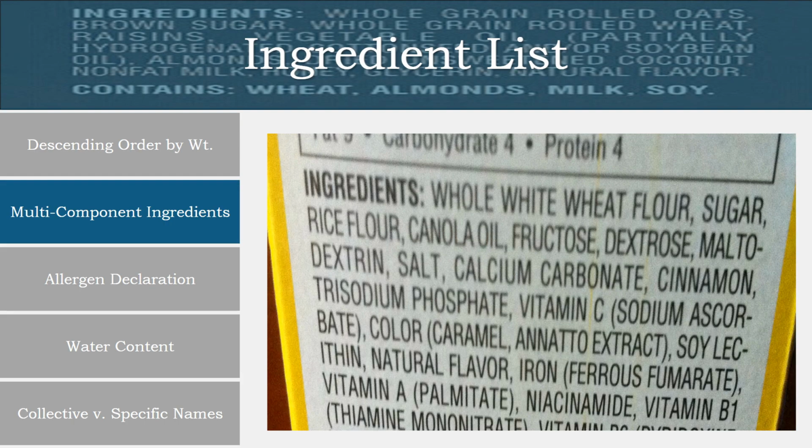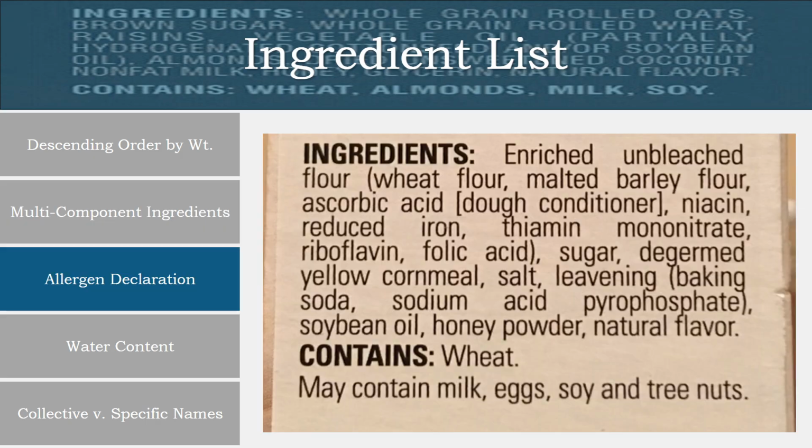Multi-component ingredients. If an ingredient is itself made of multiple components, those components must be listed in parentheses after the main ingredient's name. For example, a product with dried fruit would list the specific fruits in parentheses, for example dates or figs. Allergen declaration. The 9 major food allergens, including milk, eggs, peanuts, tree nuts, fish, crustacean shellfish, wheat, soybeans, and sesame, must be clearly declared in the ingredient list by their common or usual name.